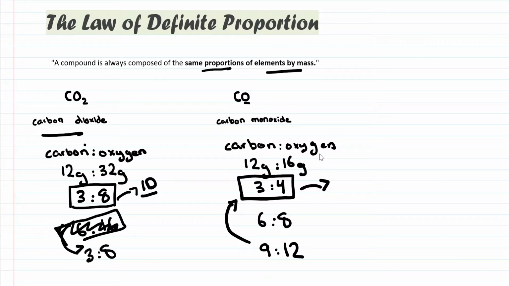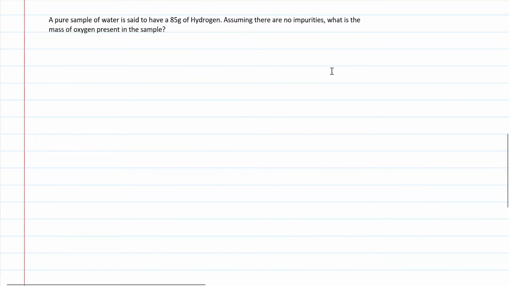All right. Let's do some example problems to further illustrate this. Okay, in this question, a pure sample of water is said to have 85 grams of hydrogen. Assuming there are no impurities, what is the mass of oxygen present in the sample? And we're going to use the law of constant composition or definite proportions, whatever you want to call it. We're going to use that concept to help solve this question. So first of all, let's write the chemical formula for water, and it's going to be H2O.